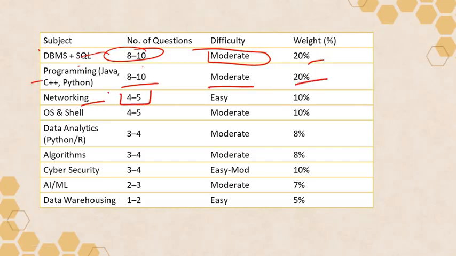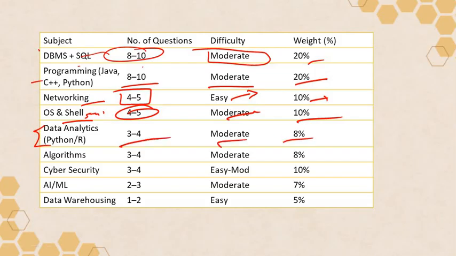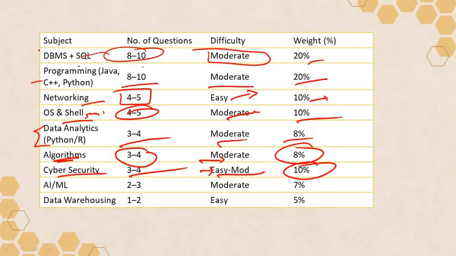Then networking, 4 to 5 questions were asked, and they are quite easy level, and the weightage was 10%. Then OS and shell scripting, 4 to 5 questions were asked of moderate level, and the weightage was 10%. Then data analytics, there were 3 to 4 moderate level questions, and the weightage is around 8%. Then algorithms, 3 to 4 questions again of moderate level, and the weightage is 8%. Cybersecurity, there were 3 to 4 questions of easy to moderate level, with 10% weightage.